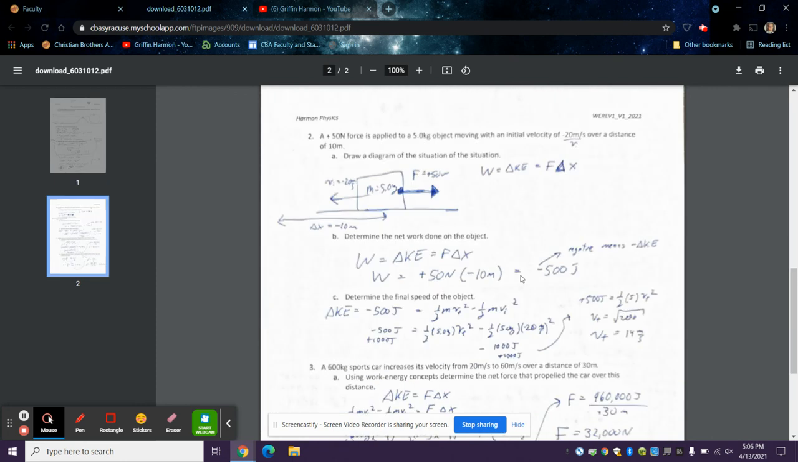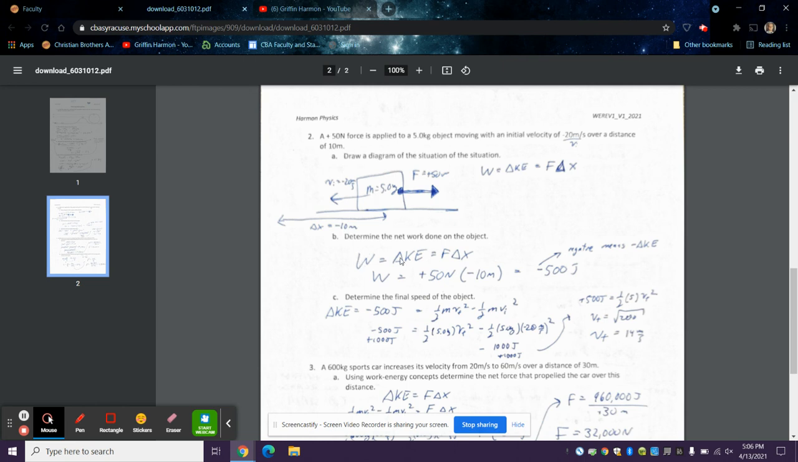Now this next question here, this is a work problem, right? A 50 newton force is applied to a 5 kilogram object moving with an initial velocity of -20. So it's moving to the left, so it has an initial kinetic energy, but it's moving to the left. The force is to the right. So the work done by this force is going to take kinetic energy away from this block because it's going against the motion. It's going to slow it down.